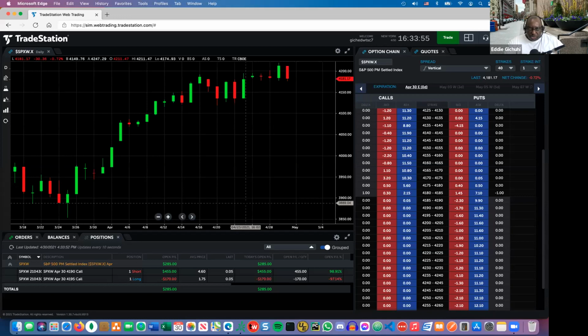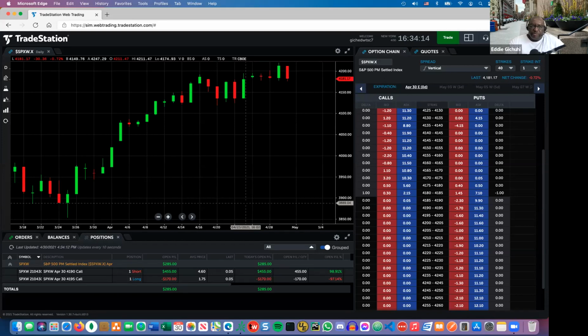For instance, when we entered this trade and I saw $285, I was like, this was supposed to only give me 20 cents. Why is it giving me 200 and something dollars? Right? So that would be your first clue that it's just not right. It doesn't look right.